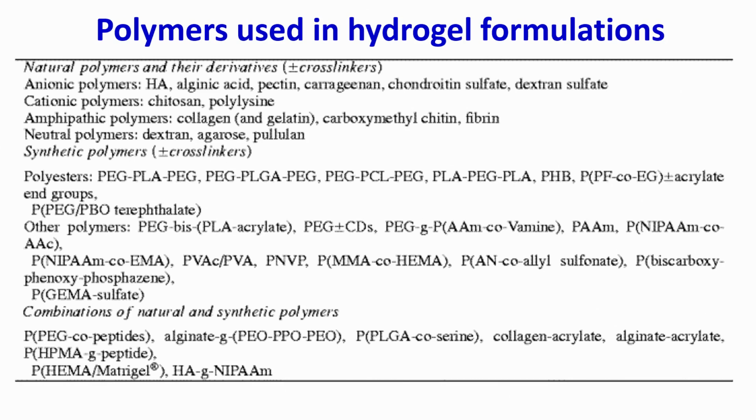So, they could be anionic polymers for natural. So, HA, very commonly found in our joints, alginic acid, pectin, chondroitin sulfate, again something found in the joints, other sugar moieties like dextran sulfate. You can have cationic polymers such as chitosan and polylysine. So, these are again very well characterized and found throughout our body.